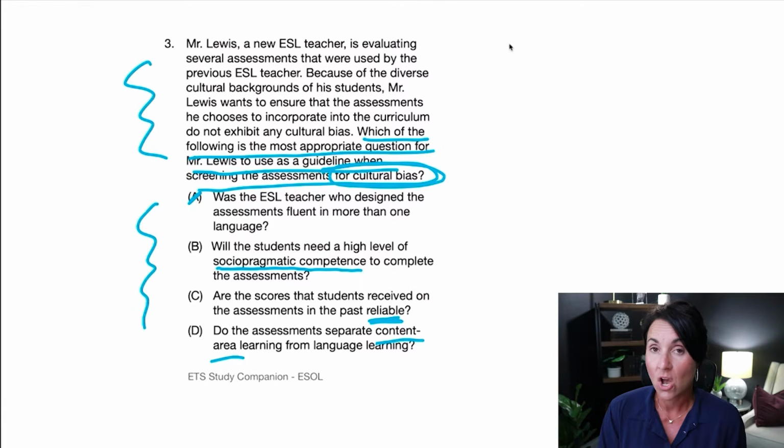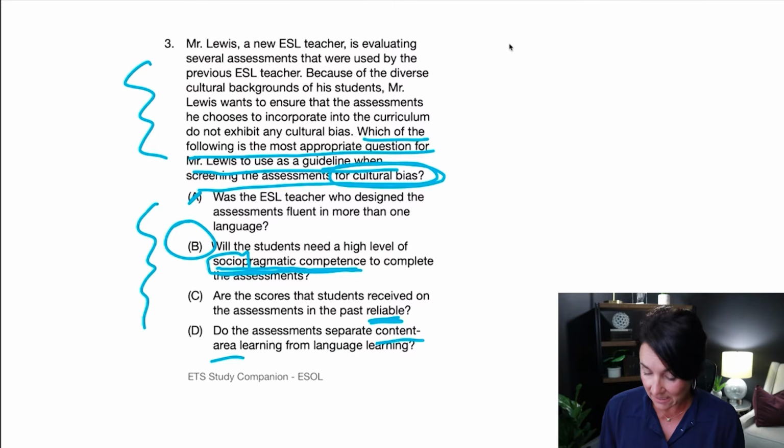I know the answer. Cultural bias in assessments has to do with socio-pragmatic competence. Now, let's take a look at some key things here. Socio. What does socio have to do with? Society, right? Isn't that close to culture? Now, socio-pragmatics are ways in which we use language in context, right?